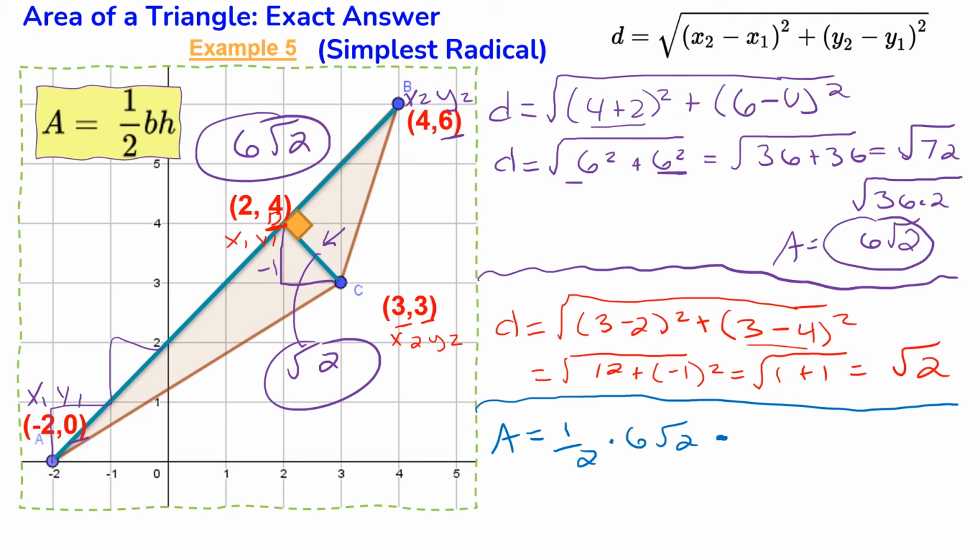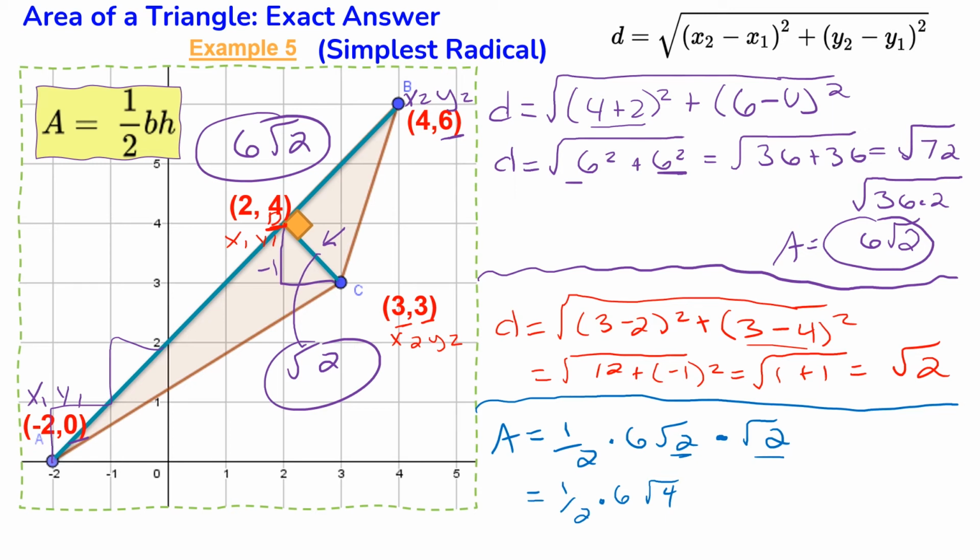Height is square root of 2. And remember to multiply radicals. Since both of these are under the radical, I can actually multiply the square root of 2 times the square root of 2. And that will actually give me the square root of 4, which is a perfect square.